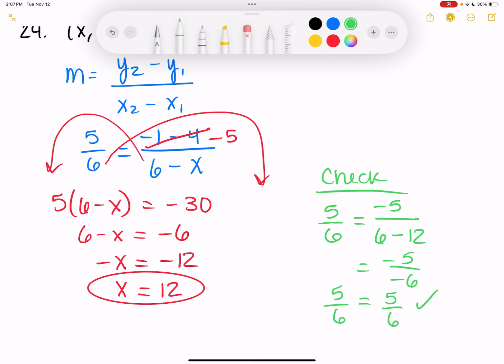Couldn't the x also be 0? Then 6 minus 0 is 6. No, because you have a -5 on top. Makes sense.